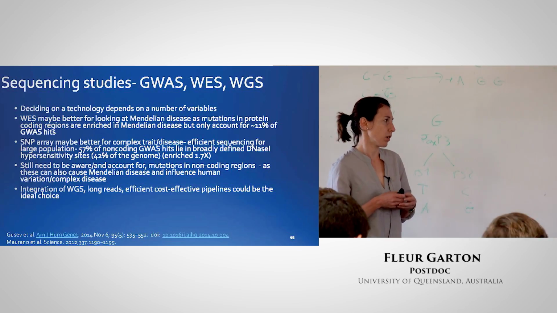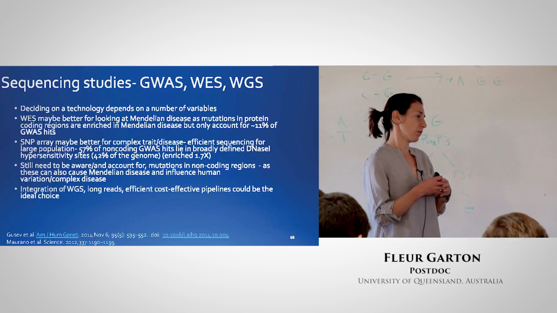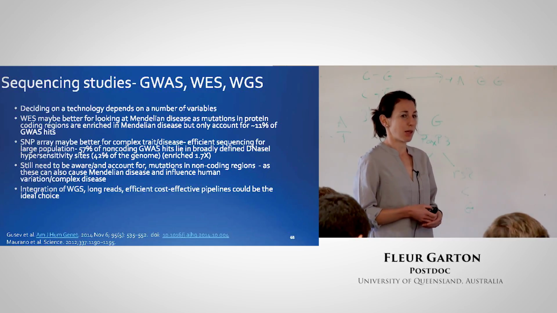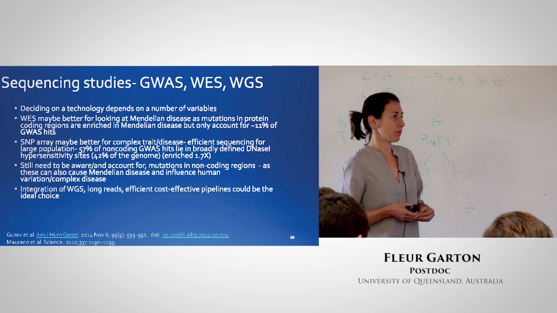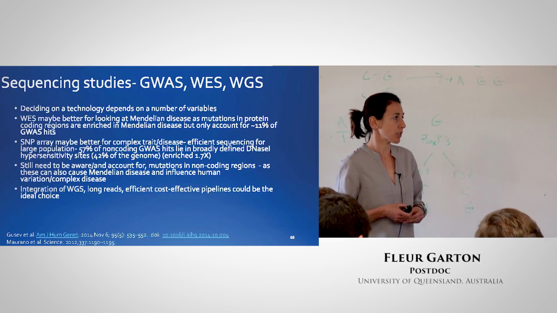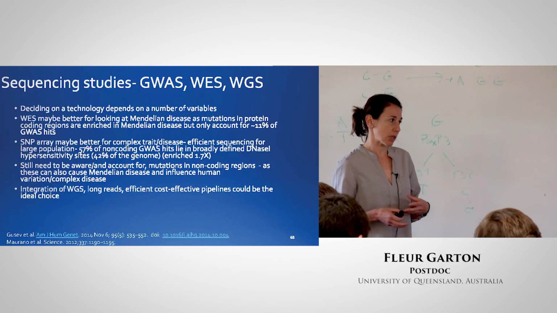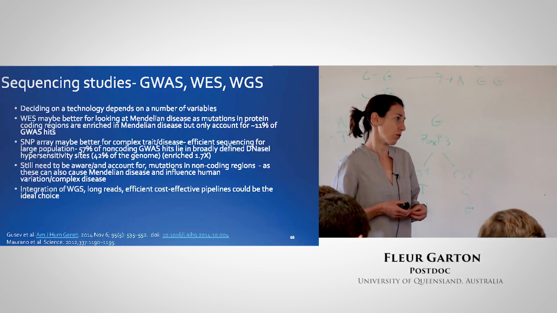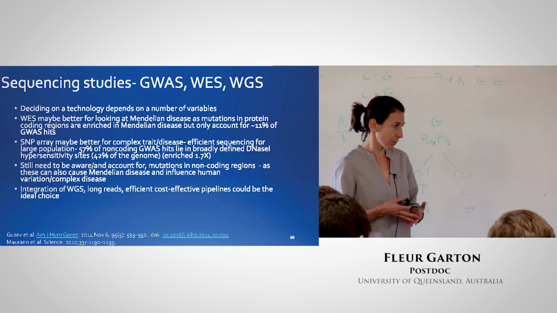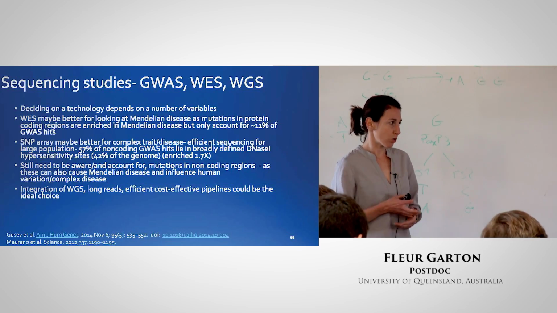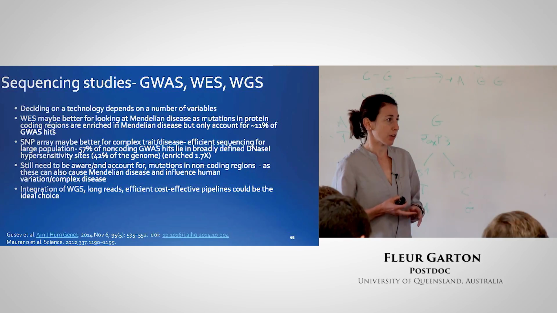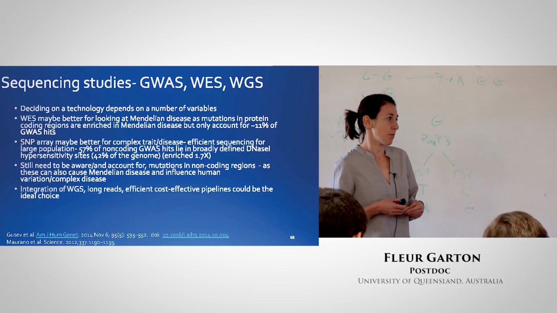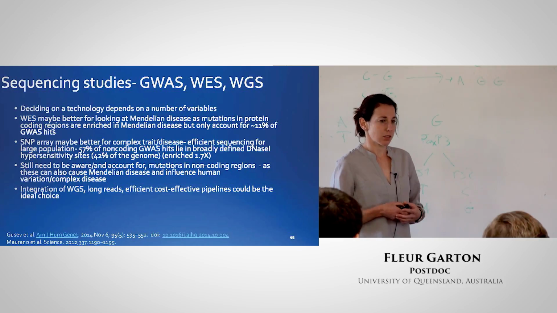So what I was trying to bring about is that you still need to be aware of, maybe even account for if you can, mutations in non-coding regions, as these can also cause Mendelian disease and potentially influence human variation and complex diseases. The integration of whole genome sequencing, long reads, and efficient and cost-effective pipelines over the coming years would certainly be the ideal choice.